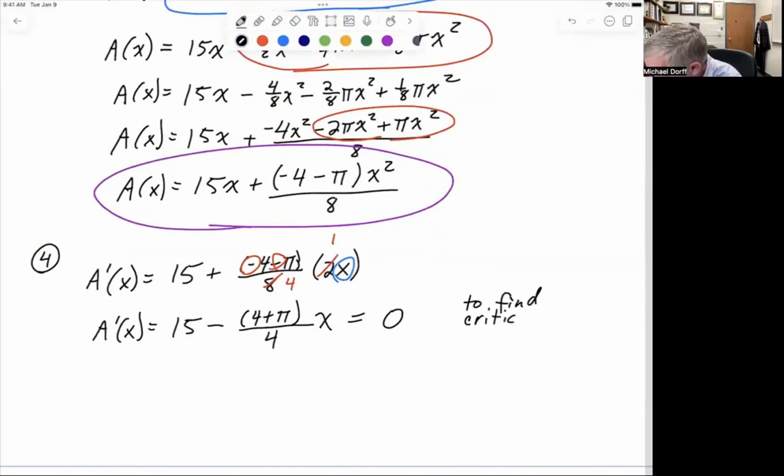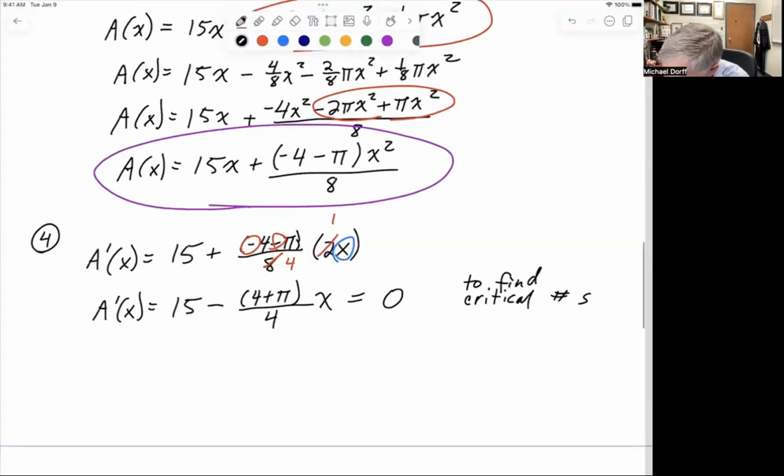So all that work we did in part 3 was to help us in trying to simplify it. So now it's a lot easier to find the critical number. So if I bring the 15 over to the other side, I'm going to have something like this. The negatives cancel each other out.